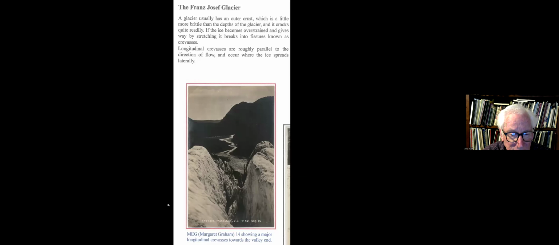This is another view from Margaret Graham again, looking down between a couple of these large crevasses down towards the snout of the glacier down here. And this is the Waiho River you can see flowing along here. So the Waiho River receives all of its water from Franz Josef Glacier.